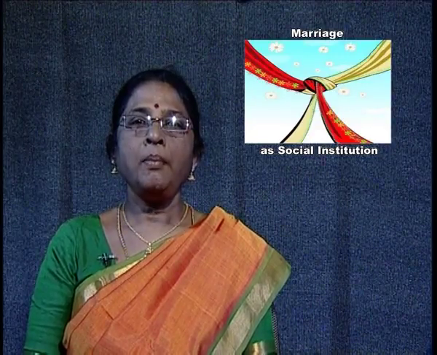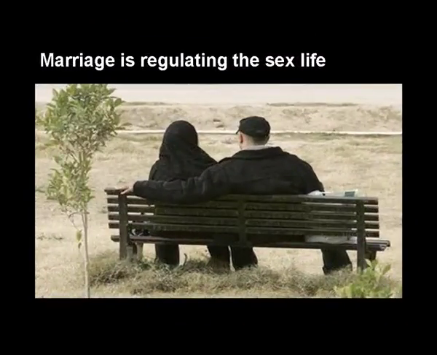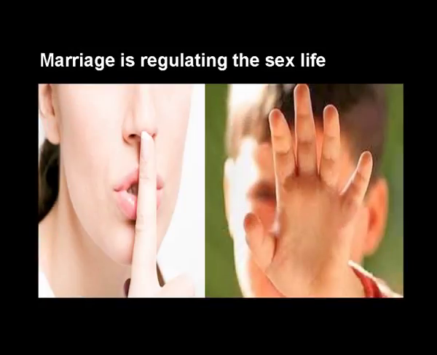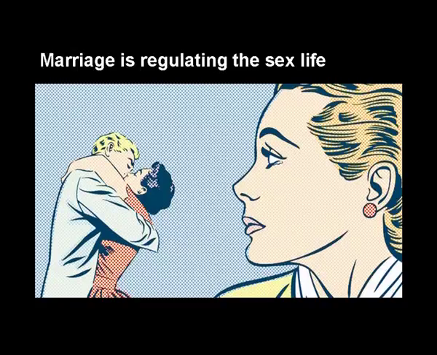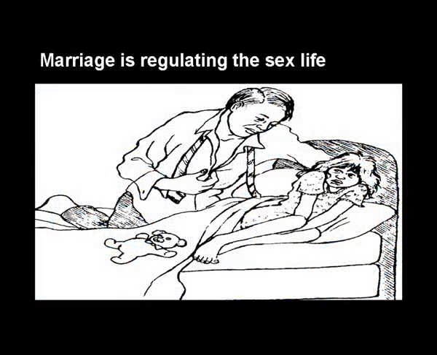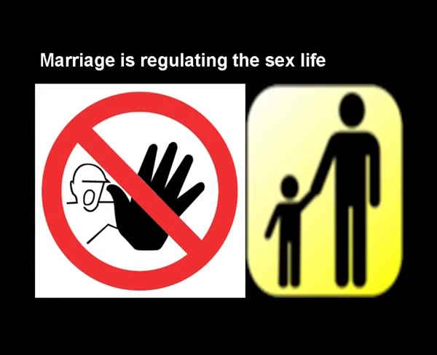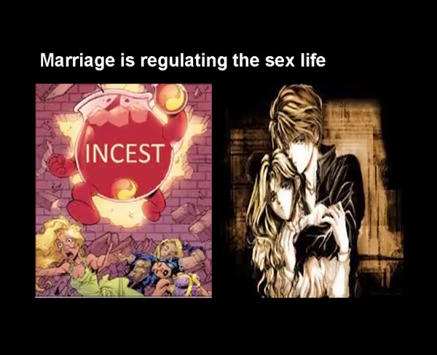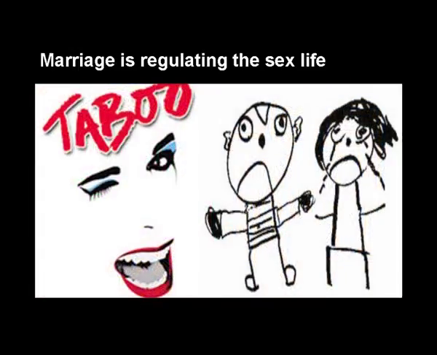What are the functions of marriage? Marriage is a powerful instrument in regulating the sex life of man. It prohibits certain types of sex relations also. For example, father and daughter, mother and son, brother and sister are not permitted to have a sexual relationship in any form of society. This kind of prohibition is called incest taboo.